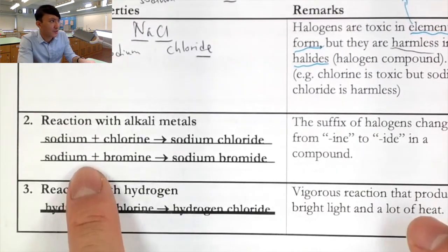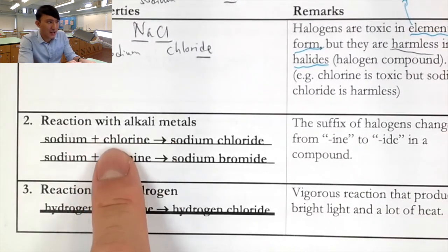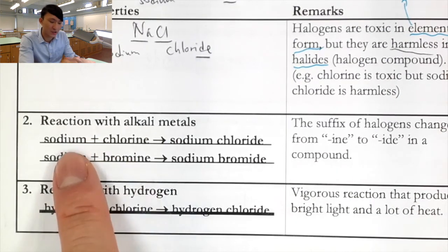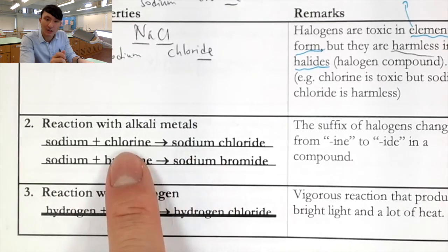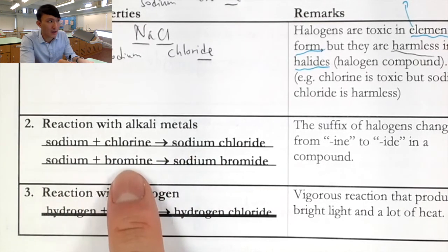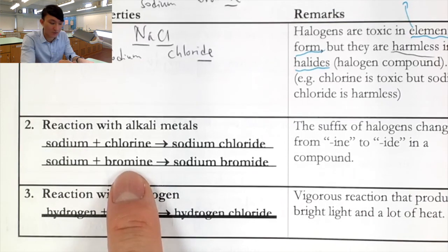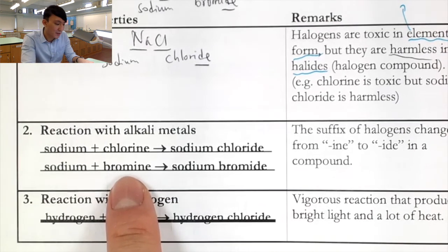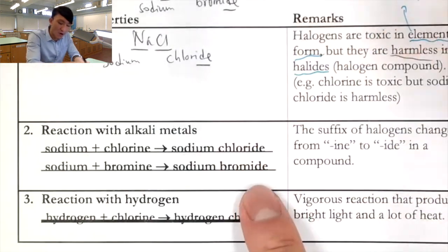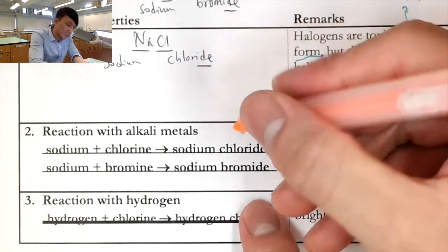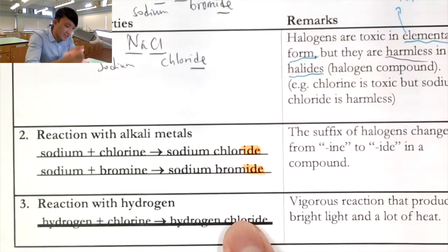So here, part 2, reaction with alkali metals. We actually did talk about that when we talked about group 1 metals. So we said sodium is able to react with chlorine to form sodium chloride. Actually, not only chlorine, it can also react with bromine, it can also react with fluorine, it can also react with iodine. Okay? So you see the suffix of the halogen changes when you form a compound containing the halogen. So you say -ide, -ide. Okay?